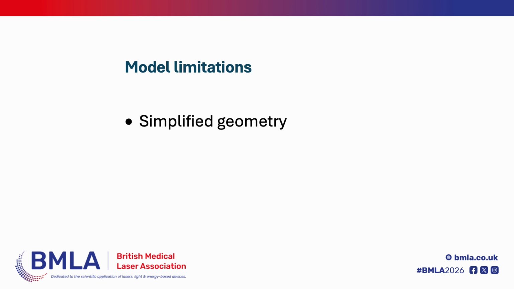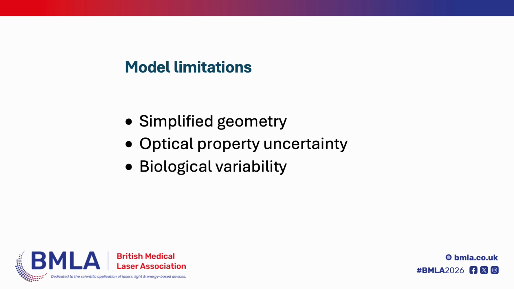The first limitation is that we have to apply a very simple geometry. We just cannot recreate real geometry in a model like this. There's always some degree of uncertainty in terms of the optical properties of the various layers, and there's always going to be some sort of biological variability which we cannot really account for. So the results that these models generate have to be taken with the understanding that there's always going to be some variability around the numbers.